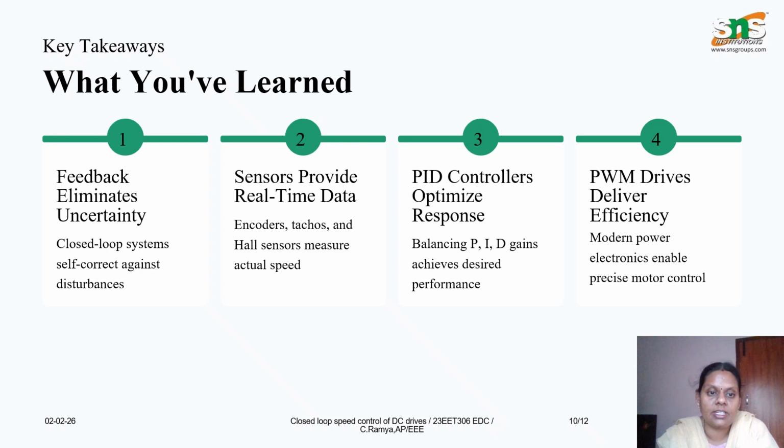Next, we have the key points and summary of this presentation. Let us summarize: feedback eliminates the uncertainty, the sensors measure the actual speed, the PID controller optimizes the dynamic response, and finally the PWM provides efficient power control. So the closed loop system is far superior to the open loop system in all the performance metrics.